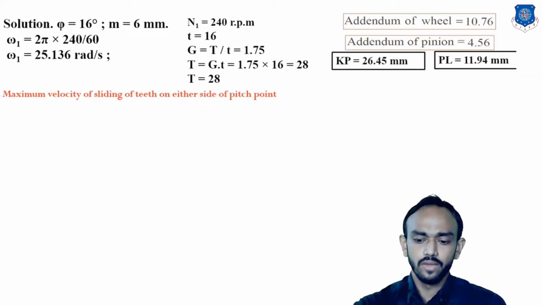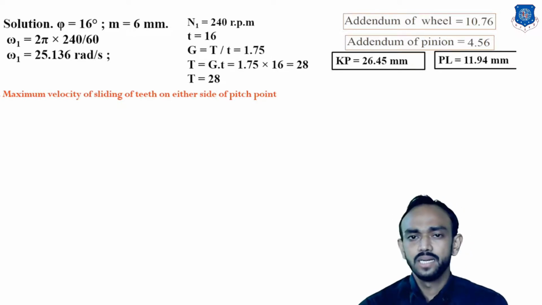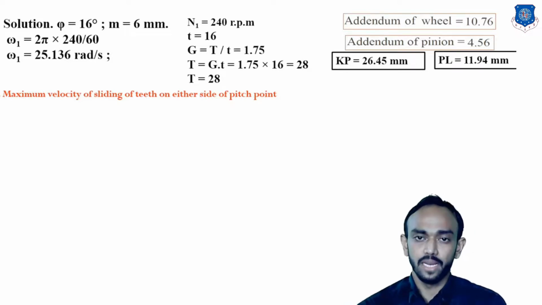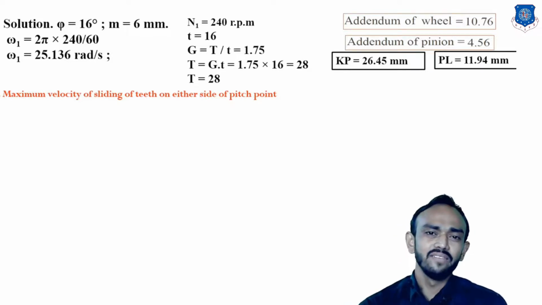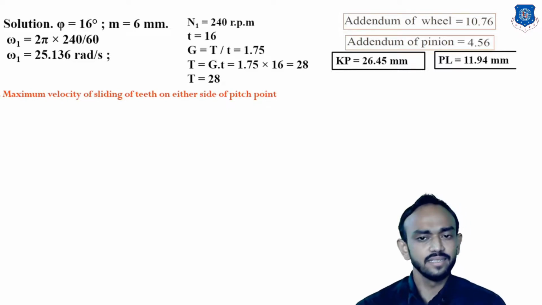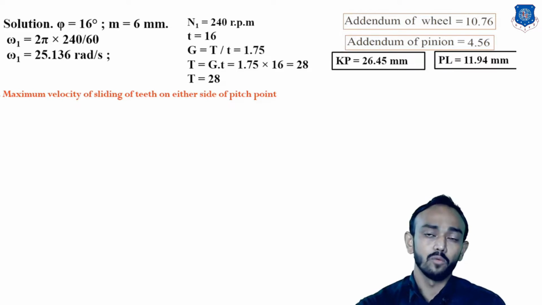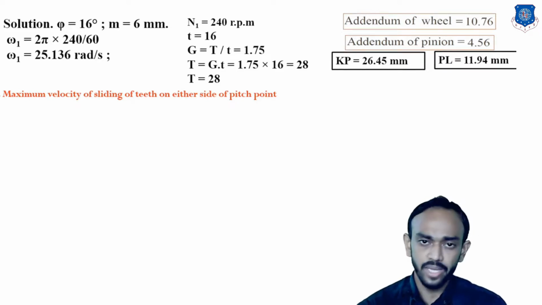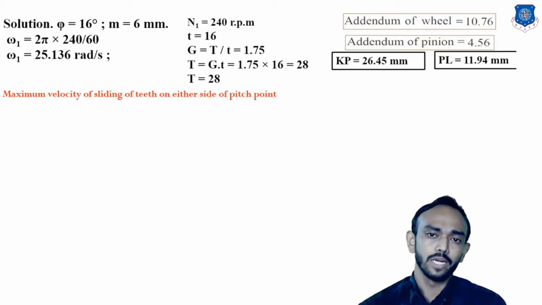Now we have KP and PL. Now this is the third point we have to find: the maximum velocity of sliding of teeth on either side of the pitch point. Either side means left and right. Left means the point of engagement K, KP. Right side means up to the L point, like PL, pitch point to L point. So we have divided the sliding velocity into sliding velocity at approach and sliding velocity at recess. The same method will be applied, but what is the formula? Omega 1 plus omega 2 into KP, and second is omega 1 plus omega 2 into PL.